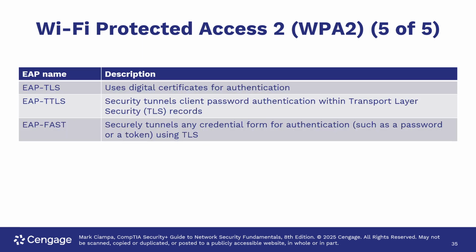So here you have EAP-TLS. Remember, that's TLS now, not SSL. EAP-TTLS, that's TLS, it uses tunneling, security tunnels. And EAP-FAST, that's using credential forms of authentication such as passwords and tokens.